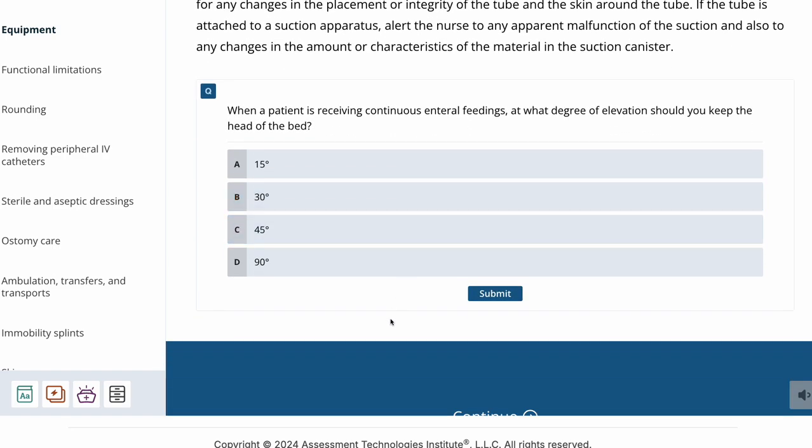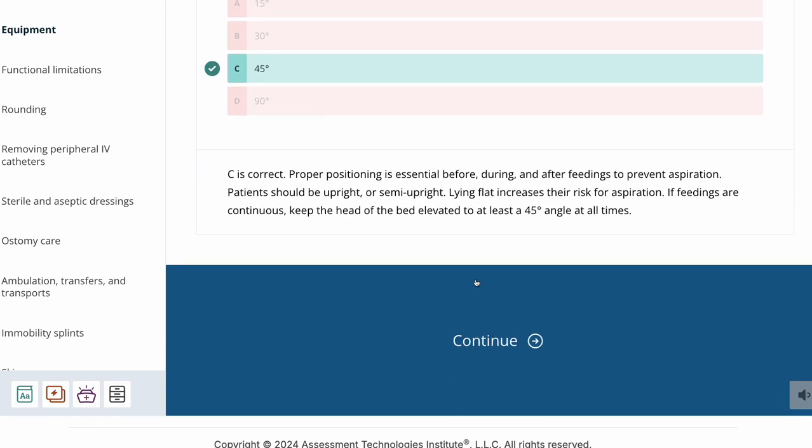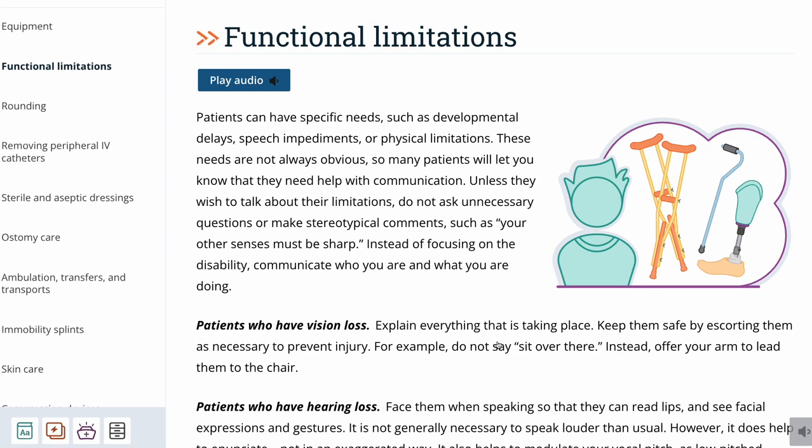When a patient is receiving continuous enteral feedings, at what degree of elevation should you keep the head of the bed? C, it's always 45. Very good. Head of the bed should always be 45. If they're laying flat, that's not good, and it could cause aspiration. All right.